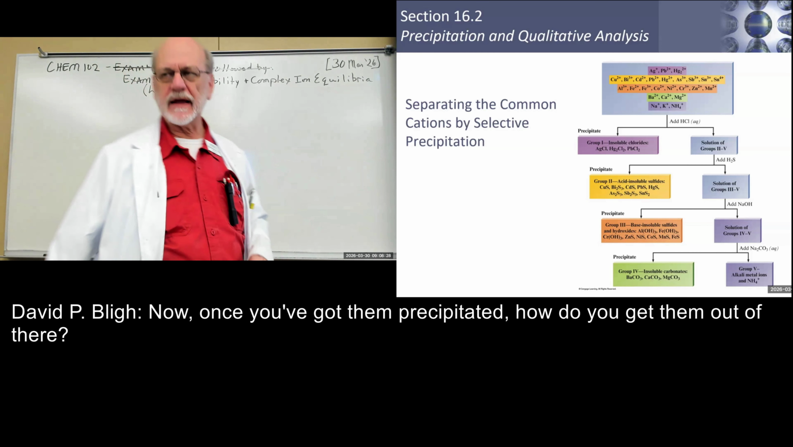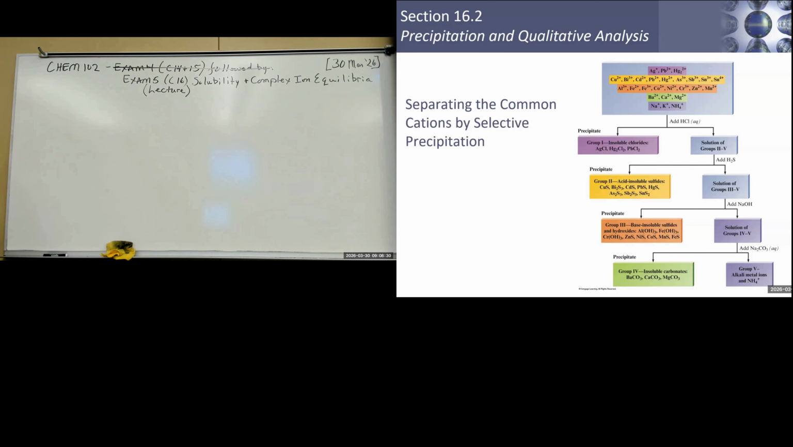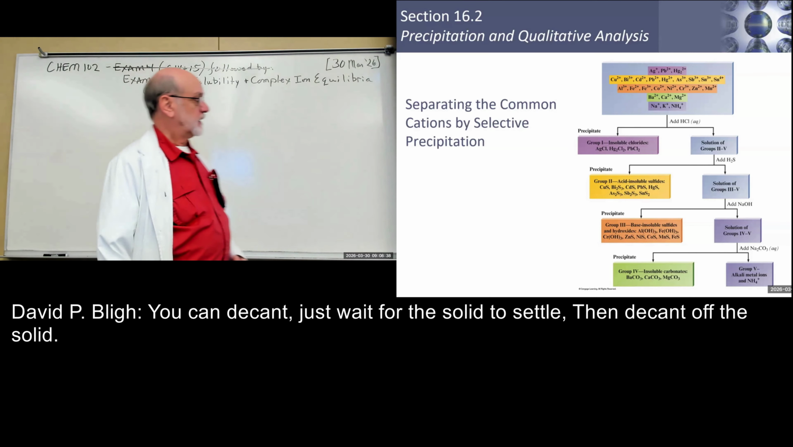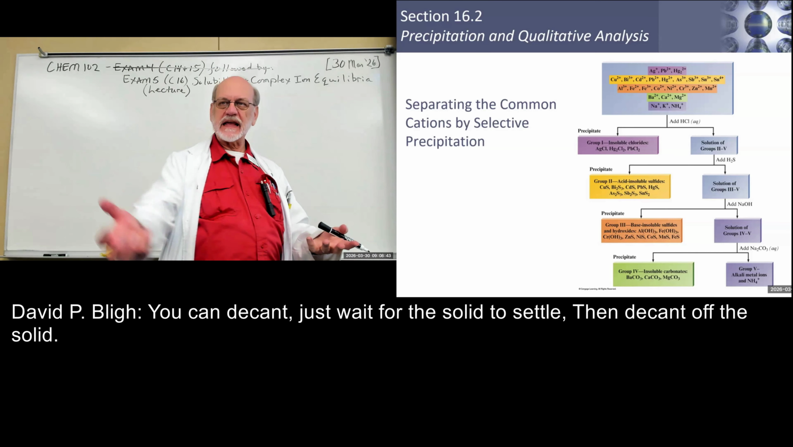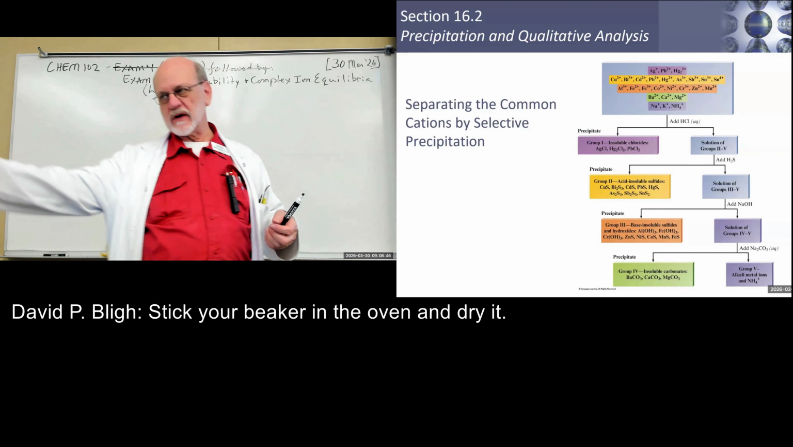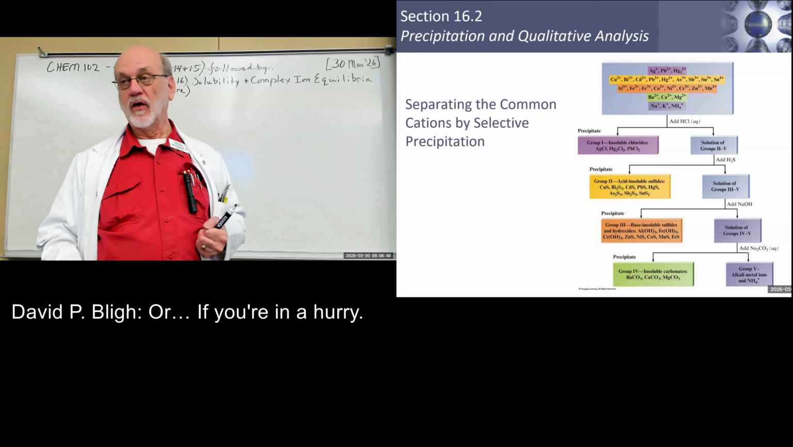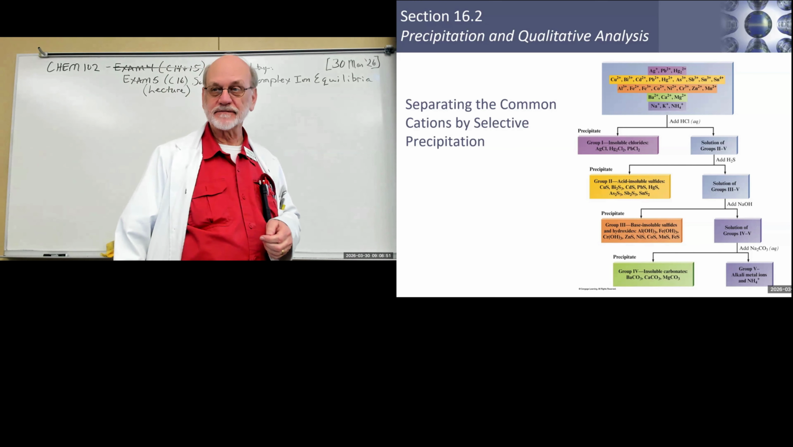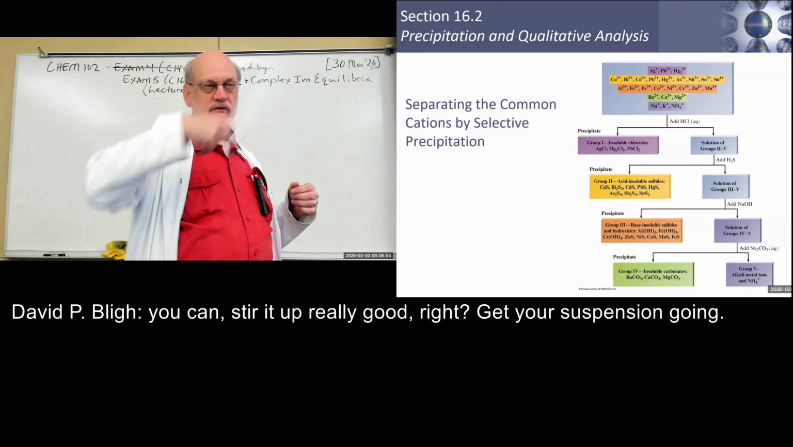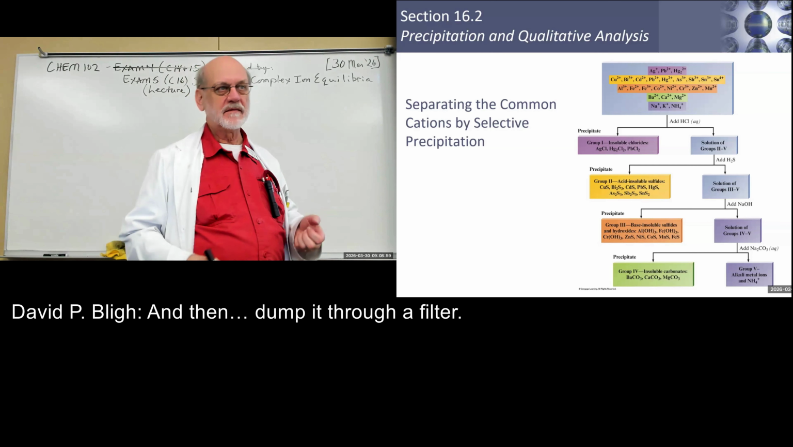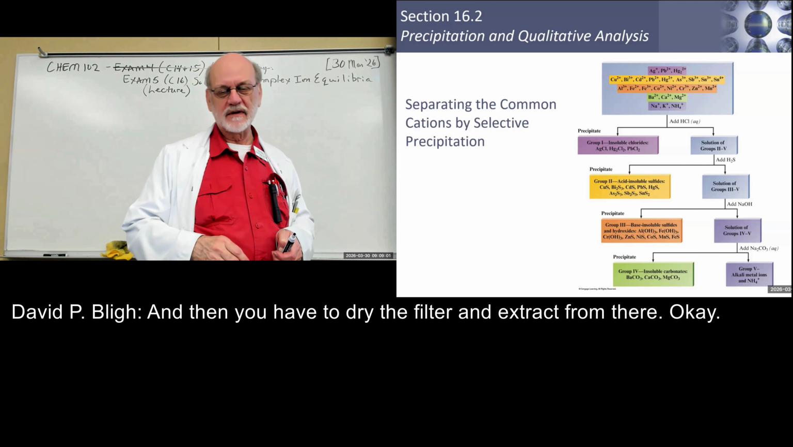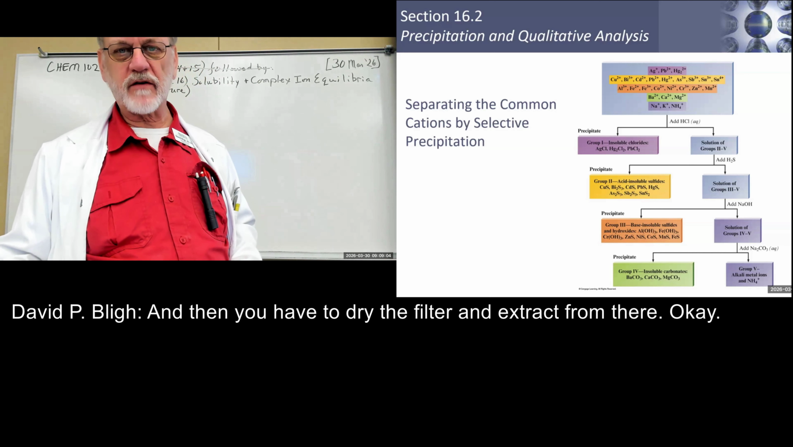Now, once you've got them precipitated, how do you get them out of there? Well, you got 2 options. You can decant, just wait for the solid to settle, then decant off the liquid, stick your beaker in the oven and dry it. Or if you're in a hurry, you can stir it up really good, right? Get your suspension going, and then dump it through a filter. And then you have to dry the filter and extract from there.